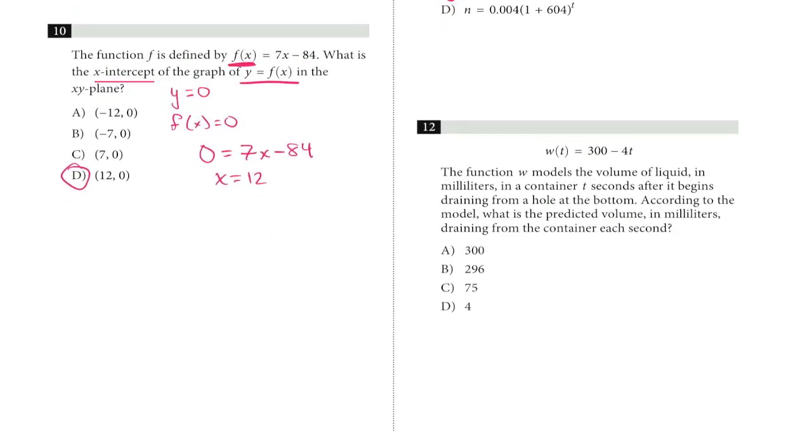Number 12. The function W models the volume of liquid in milliliters in a container t seconds after it begins draining from a hole at the bottom. According to the model, what is the predicted volume in milliliters draining from the container each second? So this question is testing us on interpreting lines. They're asking for a rate because they're asking what is the predicted volume draining from the container each second. So they're kind of saying, hey, we're going to do milliliters per second.